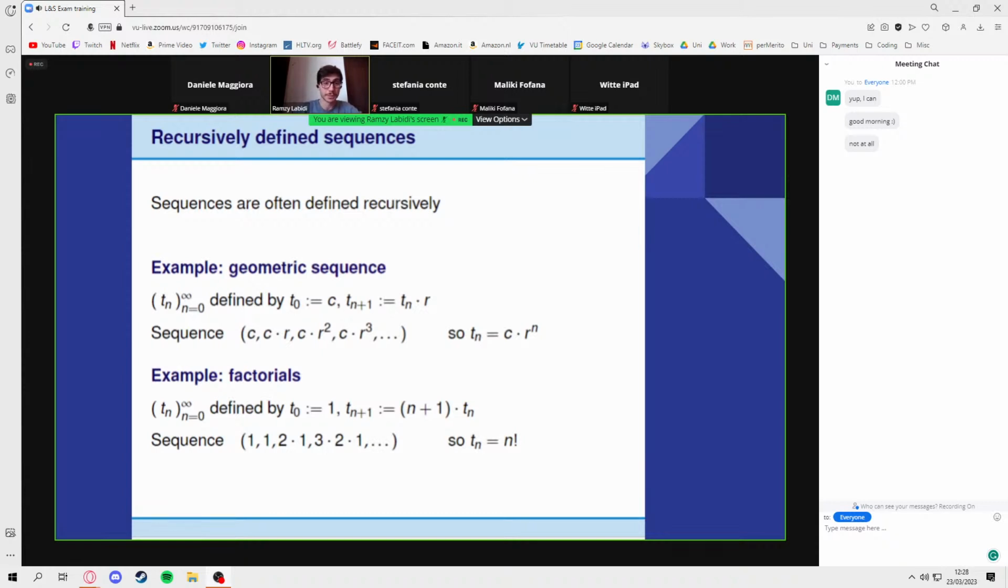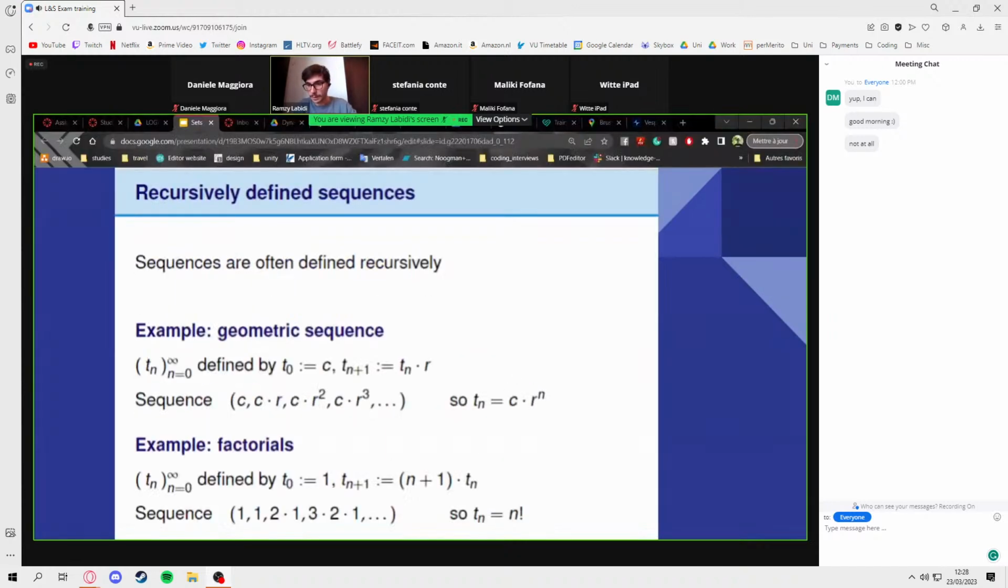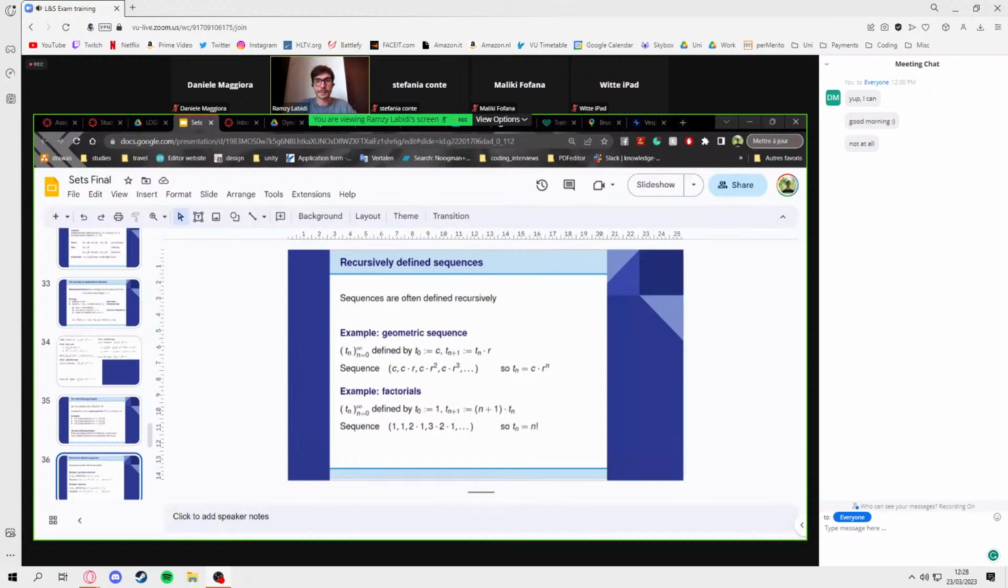As you can see, we have the geometric sequence here where you always have C times r, and r always just grows exponentially. And factorials, which is quite clear, like each number is multiplied over and over. Tn equals n factorial. All right, actually, we went through them quite fast.